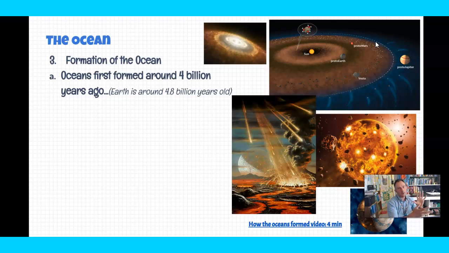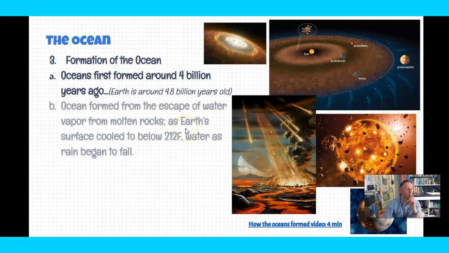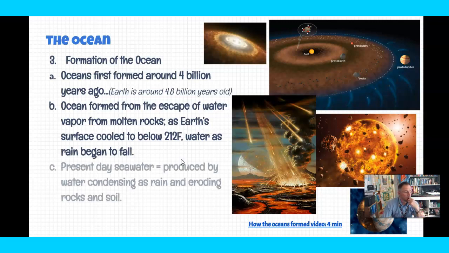The Earth was rotating around. The climate cooled, the crust cooled, and temperatures dropped, and water vapor formed. So the oceans formed as escaped water vapor cooled from molten rocks, and the crust of the Earth formed. And as the Earth's surface cooled below 212 degrees, water began to fall as rain, and our oceans began to form here on planet Earth.